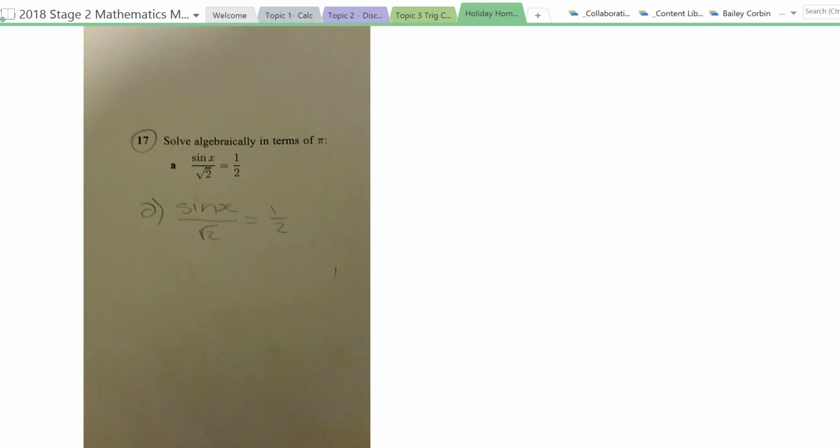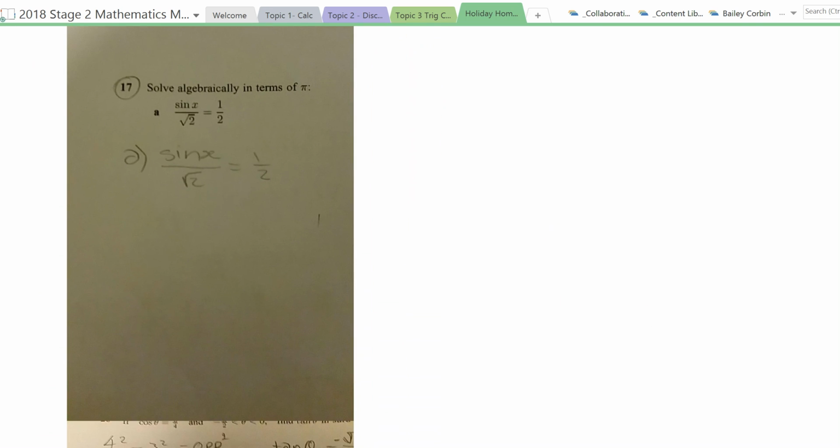Alright. Solve algebraically in terms of pi. Alright, I will multiply both sides by root 2. So then we're left with sine x equals root 2 on 2. Now that looks vaguely similar, but root 2 on 2 is really the same as 1 on root 2. So sine x equals 1 on root 2. That occurs when x is equal to 45 degrees or pi on 4. So therefore x is equal to pi on 4.